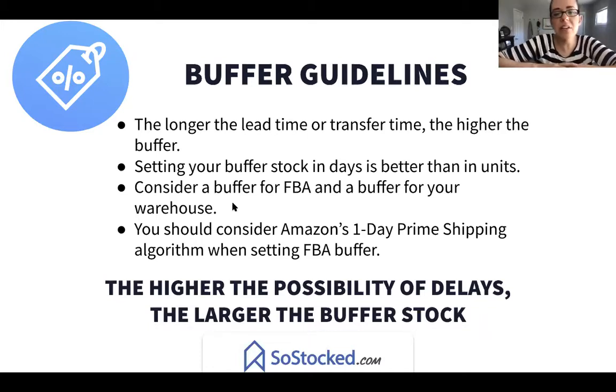Another thing to consider is that you may want to have buffer stock for FBA and another buffer stock for your warehouse, right? And then the last thing to consider is that Amazon's algorithm may favor products that keep a higher level of stock. So if you're getting down to 5, 10 days, even 15 days, you may not have enough stock spread across the country because Amazon's trying to hit their 2-day prime, and also some products are trying to hit 1-day prime.